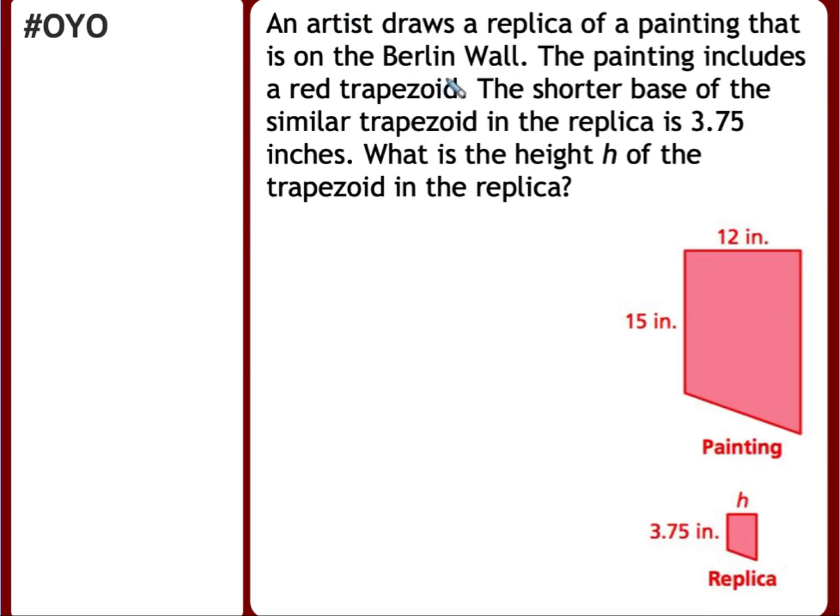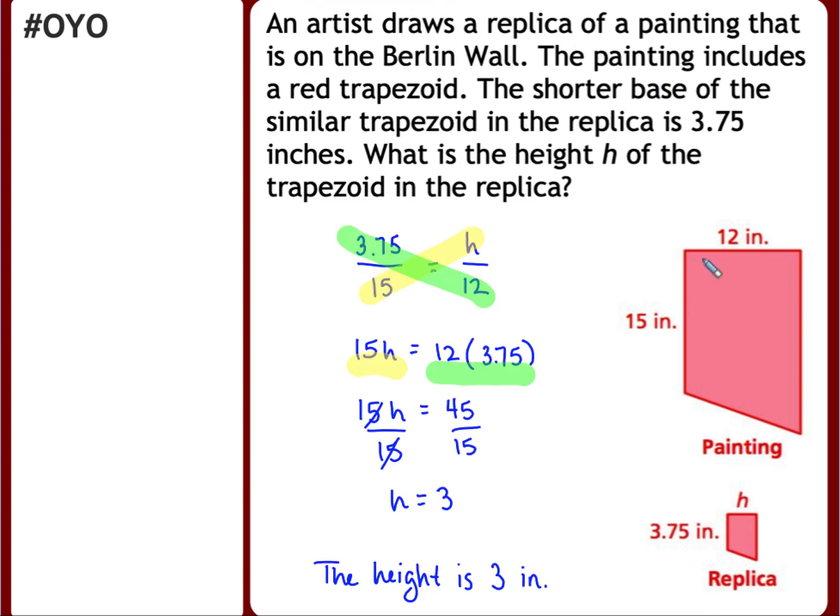All right, here's one, a little word problem. So this one you'll probably want to use cross products after you set it up. All right, so the height here would be 3 inches. So 3.75 over 15 is equal to h over 12. Again, cross products and solve.